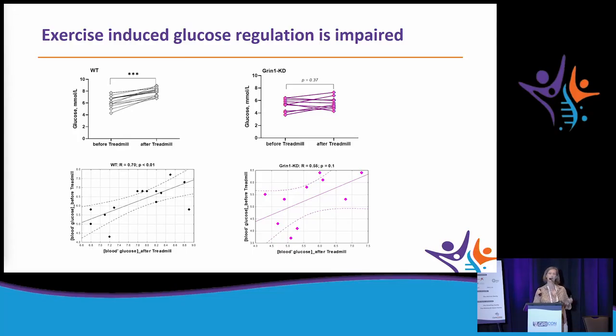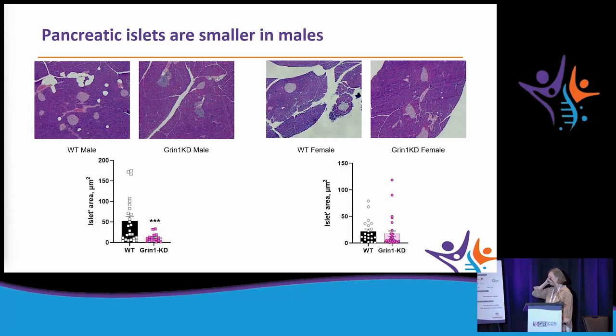The other way that you can measure glucose regulation is by causing exercise, which will normally liberate glucose from the liver, and you should get an elevation in glucose, and that's what you see normally in the wild types, but we did not see this same elevation in the KD mice. So that aspect of glucose regulation is also impaired.